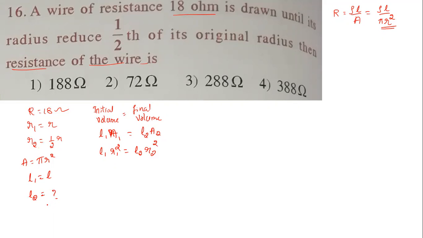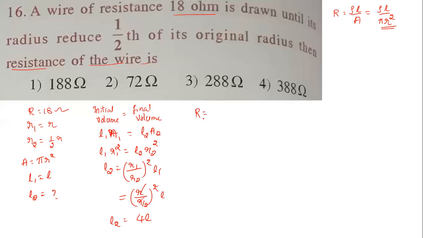If I find the second length, it will be easy to calculate. L2 equals R1 by R2, whole square, into L1. R1 is R and R2 is R by 2, and its square into L1, which is L. R and R cancel, the 2 comes to the numerator, and it becomes 4 times L. That is the second length.